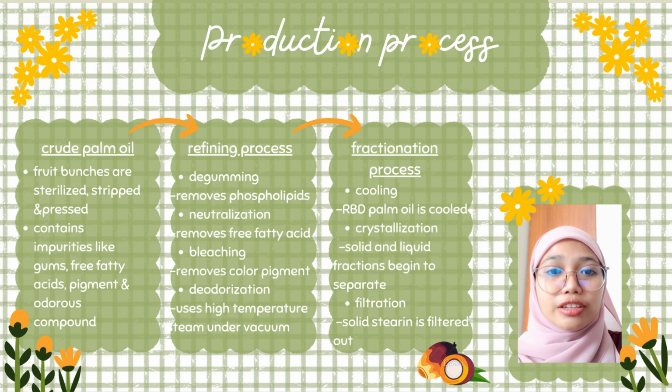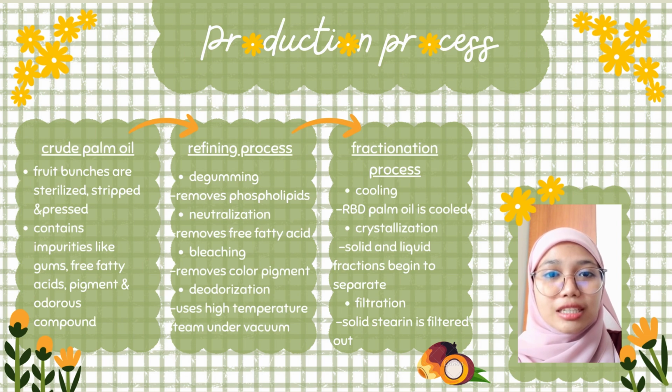Step 1. Crude palm oil extraction. The process begins with fresh fruit bunches from the oil palm. These bunches are sterilized, stripped and pressed to extract crude palm oil. At this point, the oil contains many impurities such as phospholipids, free fatty acids, color pigments and odorous compounds. Step 2. Refining process. To convert crude palm oil into edible oil, we perform several refining processes.